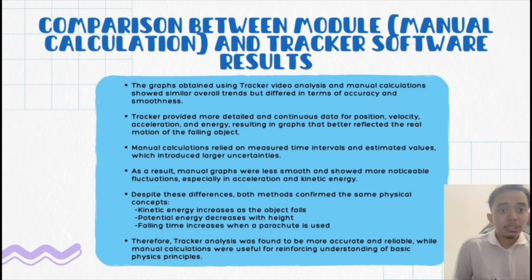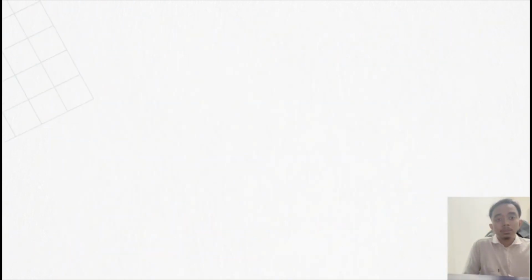Manual calculations relied on measured time intervals and estimated values, which we have written in the tables before, and which introduced larger uncertainties. As a result, manual graphs were less smooth and showed more noticeable fluctuation, especially in acceleration and kinetic energy. Despite these differences, both methods confirm the same physical concepts: kinetic energy increases as the object falls, potential energy decreases with height, and falling time increases when a parachute is used. Therefore, tracker software was found to be more accurate and reliable, while manual calculations were used for reinforcing understanding of basic physics principles. So we have come to a conclusion.